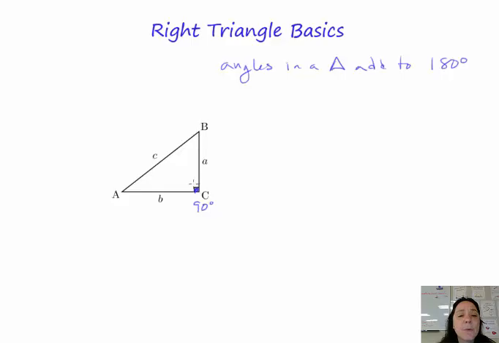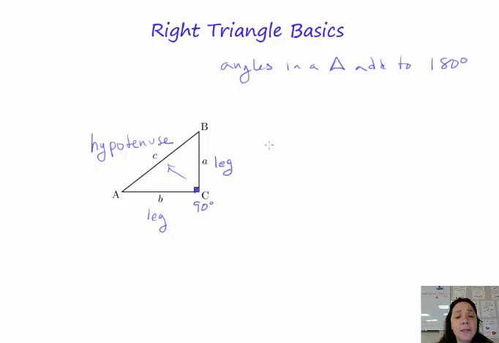We also have some important names for the sides of a right triangle, particularly the side that is opposite the right angle. Side C here is called the hypotenuse. It's really important to correctly identify the hypotenuse of right triangles if you want to start working with them. The other two sides we call legs. So we have two legs.